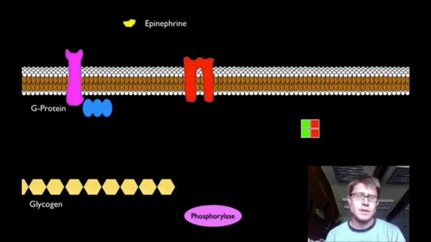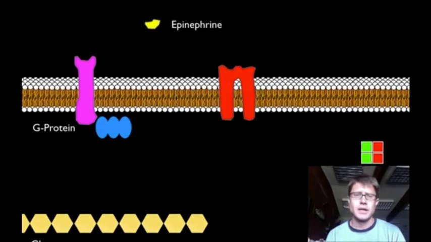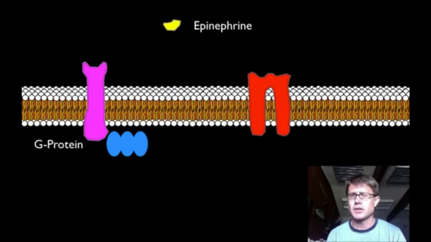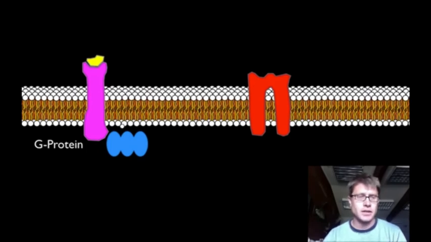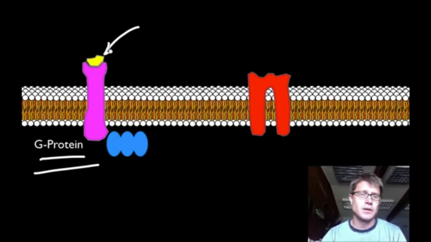So epinephrine is the messenger. Epinephrine is going to be given off from the adrenal gland. It's going to move throughout your body, but it's going to especially affect cells in the liver. So epinephrine is going to dock with this receptor, and in this case, it's called a G protein receptor. And so the epinephrine is what's called a ligand.